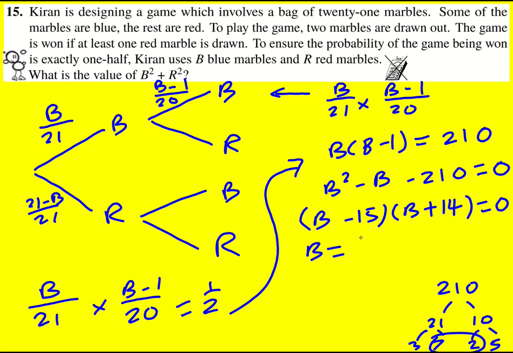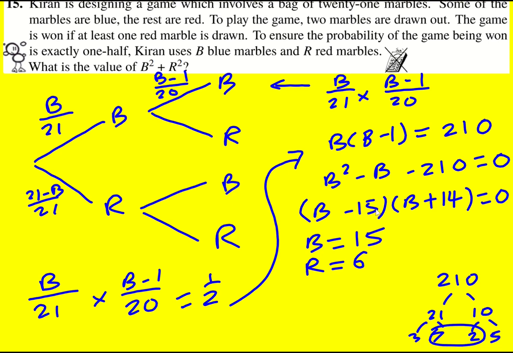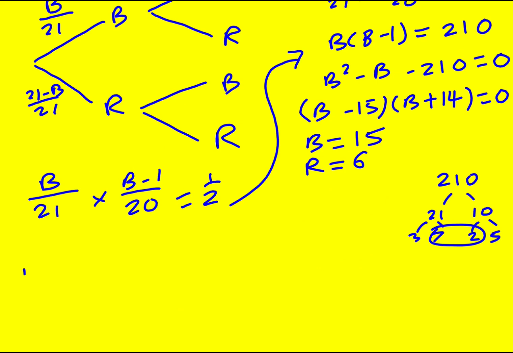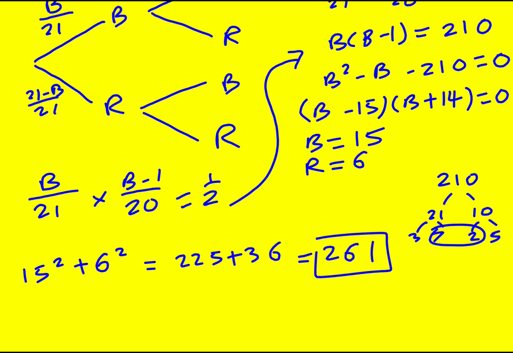So B is going to equal 15. Reject the minus 14, and R is going to equal 6 because remember, we've got 21 in total. So we're nearly there. We just need to work out what 15 squared plus 6 squared is. So 225 plus 36, and that's going to give 261. Well done.